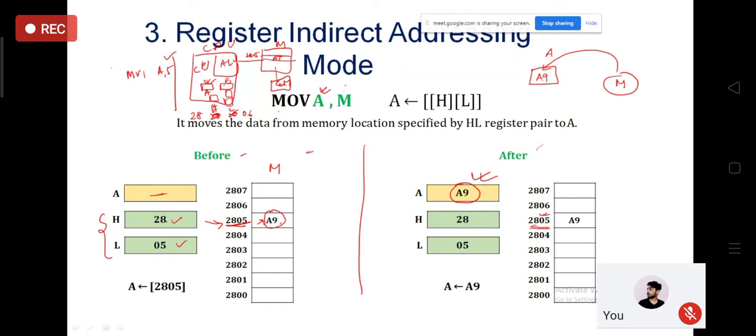If I change it to 2806, suppose, can you tell me, if the HL value is going to be 2806, where is the pointer going to point? Here, right? So yes, the content of HL is going to be changed in the CPU register, but ultimately it is indicating some position in the memory, the current position in the memory.